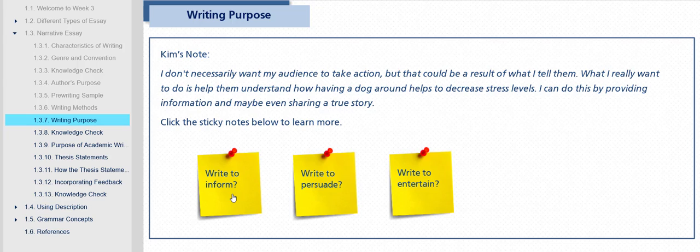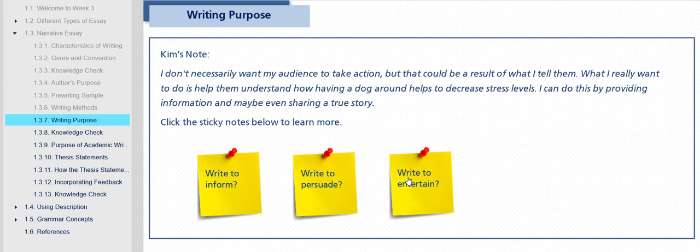Are you writing to inform, to persuade, or to entertain? And the different ways, the different purposes of writing, the three main purposes of expository writing is to write to inform. In other words, you're telling people information about an important topic. Are you writing to persuade? In other words, are you arguing a topic and you want to convince the reader of your point of view? Are you writing to entertain? Are you trying to get everybody to laugh along with your topic? Or are you writing a satire?